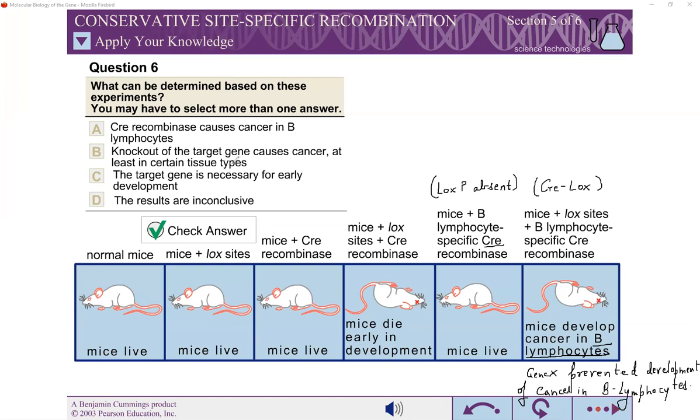We always know that. This is the type of cancer that is going to be produced in certain tissues if the gene is going to be knocked out. The target gene is necessary for early development. You cannot say that the target gene is always necessary for early development. The Cre recombination causes cancer in B lymphocyte. Yes, the Cre recombinase has the ability to cause cancer in the case of B lymphocytes. So that would be the answer.